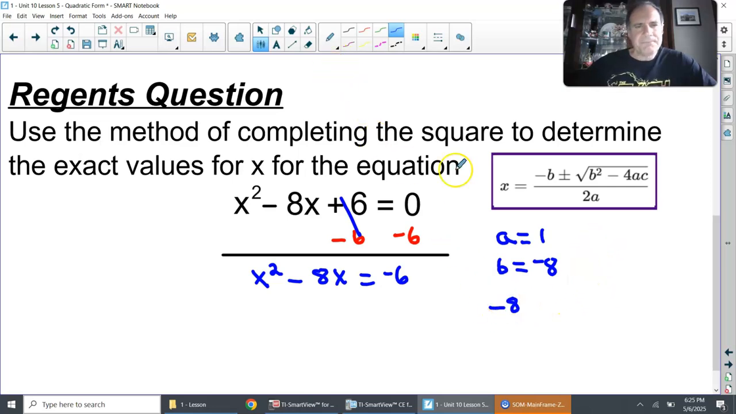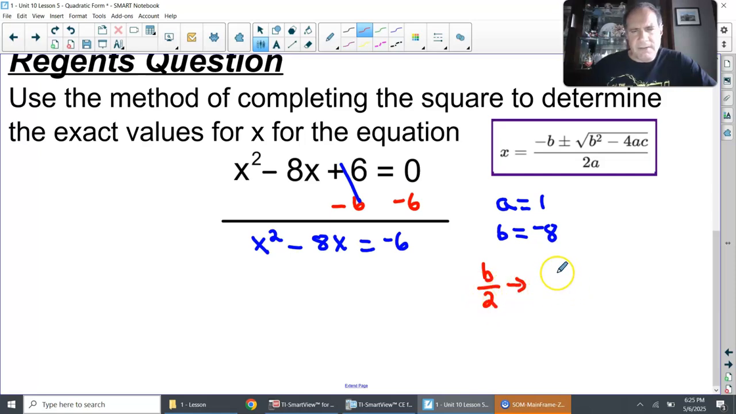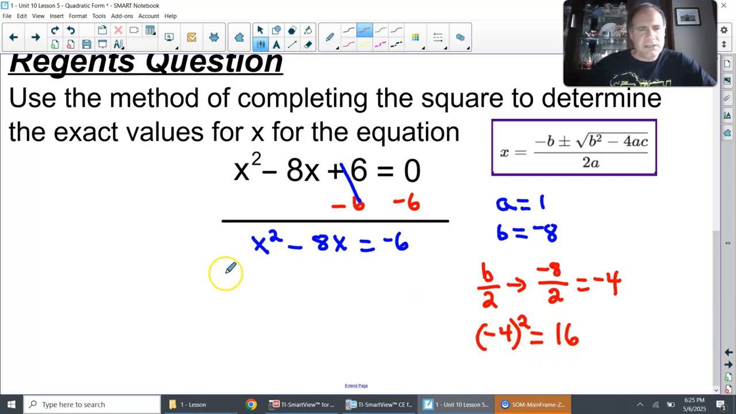So the first step in completing the square is -8. This is b. Let me move this down. I don't want to skip anything just so people don't get confused. So this is b divided by 2. So b divided by 2 is -8 divided by 2, and that is -4. Then you take -4, the result, and square it. This is part of completing the square. You get 16. So now you're going to go back to the quadratic, and you're going to add 16 to both sides. This is plus 16 equals -6 plus 16.